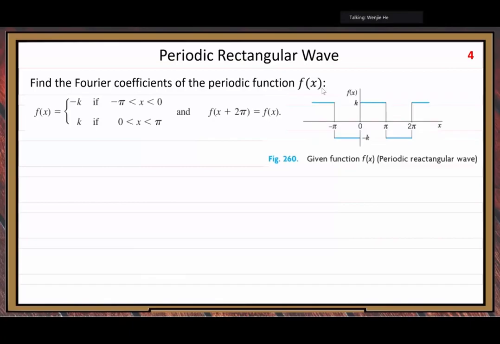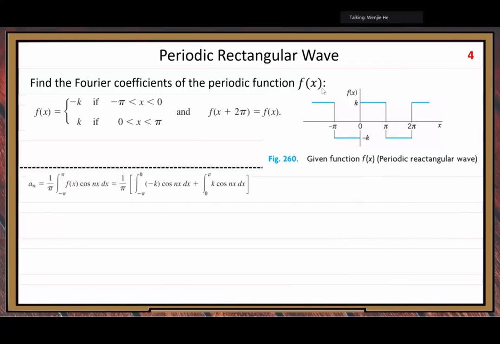So the shape is like this. One period from negative pi to pi, the negative half and the positive half. It's a wave, up and down, a rectangular wave. And we do periodic extension on the two sides. Now, the calculation is just calculating the integrals.